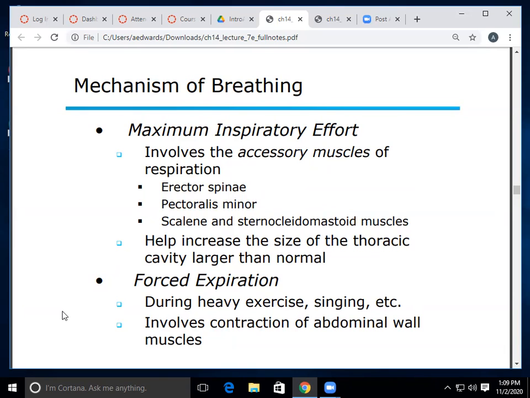You also have forced expiration. You'll see this during heavy exercise, and also in people that sing. They can sing for a long time without breathing. It involves contraction of your abdominal wall muscles, allowing them to do that.